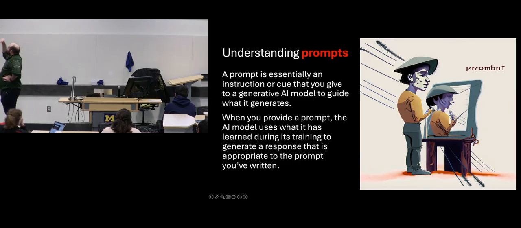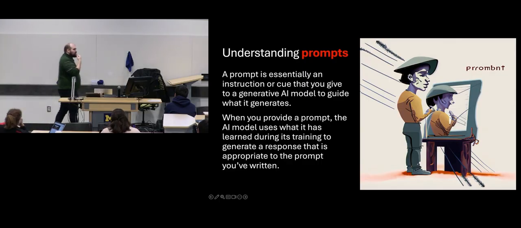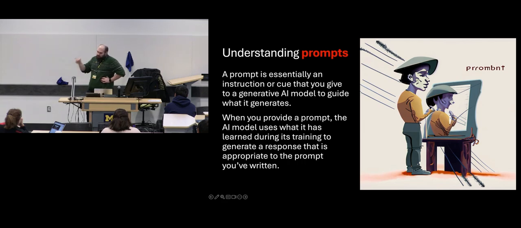So a prompt is essentially an instruction or cue that you give to the generative AI model to guide it in what it generates. When you provide the prompt, the AI model uses what it has learned during its training to generate the response, right? So this is that initial sequence of tokens that it will use to generate the rest of the sequence of tokens. And it's very important that you have one that matches your goals.